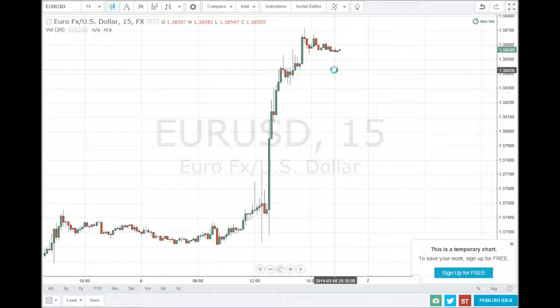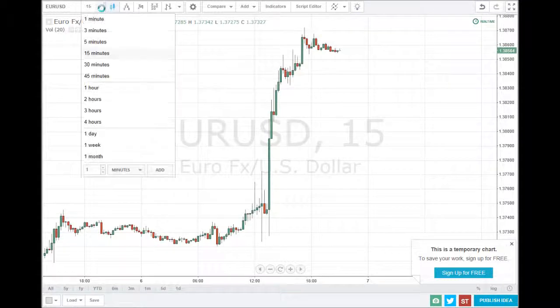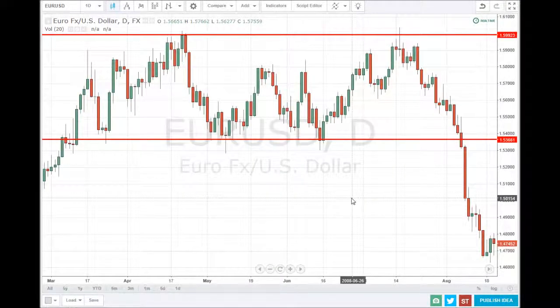Let's look at a range on a higher time frame. Let's go to a daily chart. This is a daily chart of the Euro US dollar, and price is ranging. And once again, I've marked the top and bottom area with a horizontal line to show clearly that price is moving in a sideways direction.